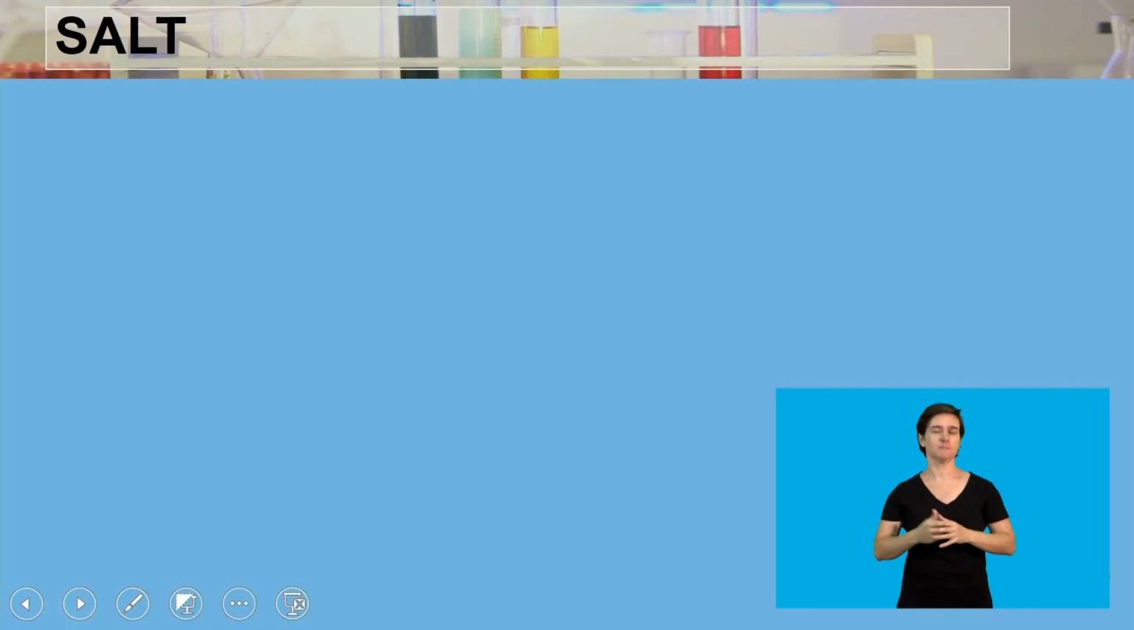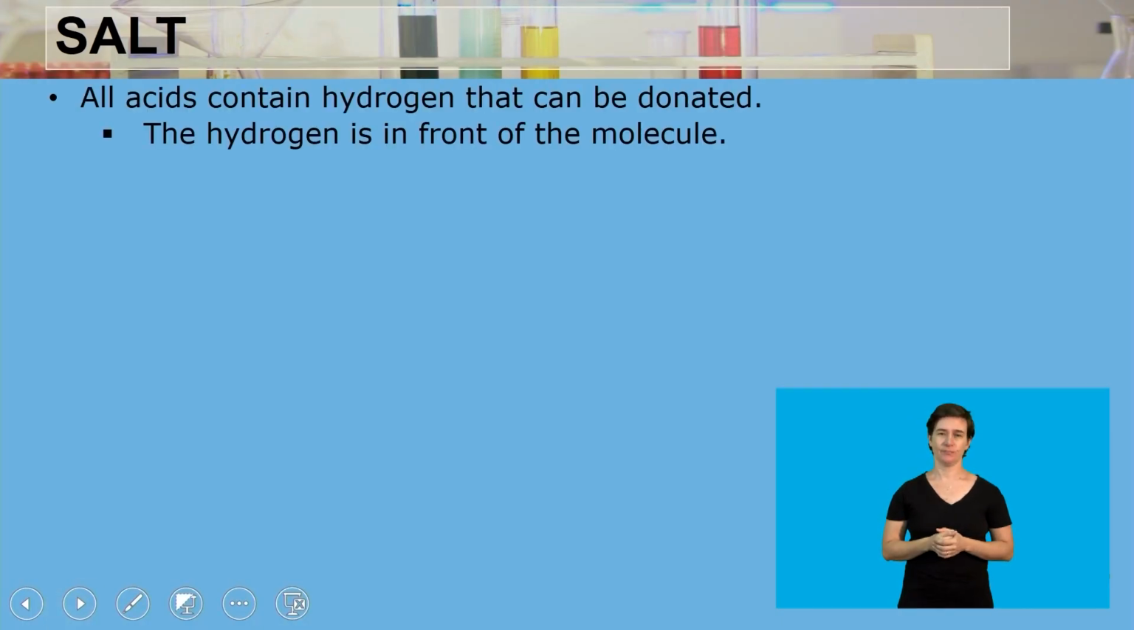So now we're going to jump into our next concept, where we need to predict the name of the salt that is formed when we are reacting the acid with the metal hydroxide. To start, we know that all acids contain hydrogen that can be donated, and that hydrogen is always in front of the molecular formula of that particular acid.